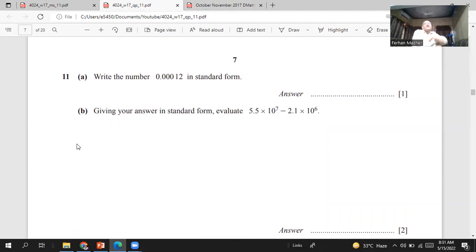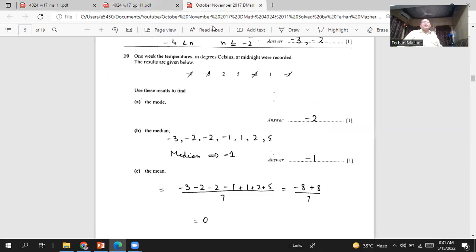Okay, so we are going to question number 11. It says, write the number 0.00012 in standard form. So I will move this decimal 1, 2, 3, 4, 4 steps to this side, so it will become 1.2 times 10 raised to the power -4. Let me show you.